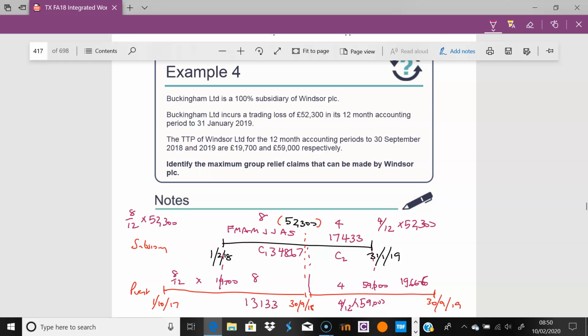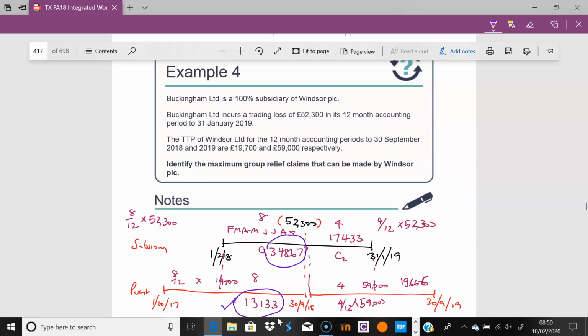Okay, right. So what do we have? What I have here is a subsidiary that is able to give £34,867,000 worth of losses, but a parent that can only accept 13,133. That's all. You can't accept losses to turn your profits into losses. So the maximum that they can accept in this period is 13,133.